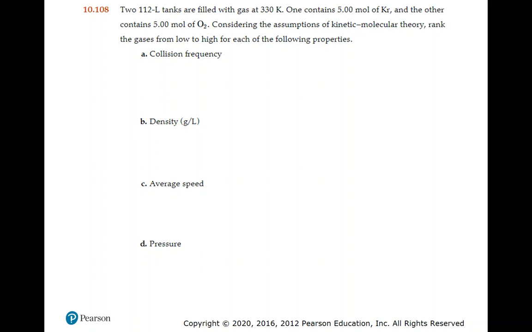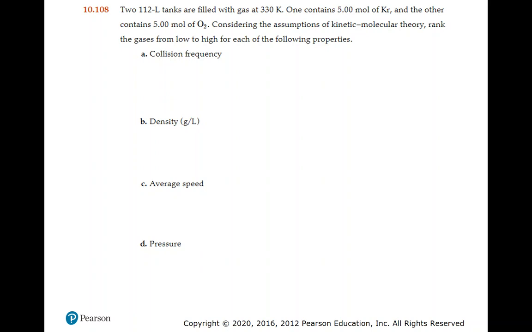Considering the assumptions of kinetic molecular theory, in other words, the behavior of ideal gases, rank the gases from low to high for each of the following properties. So we have collision frequency, density, average speed, and then pressure. So using what we just talked about, try to think about conceptually how you would compare the two on those 4 bases. So try that on your own and pause the video, and when you come back I will walk you through what the answers should be to this.